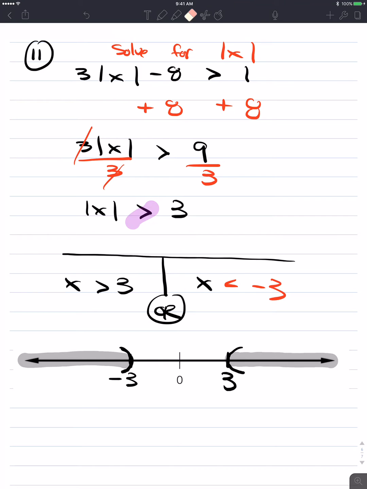Interval notation describes the left shaded region as negative infinity up to negative 3. The right region is 3 to infinity. This is number 11. Number 13. Negative 2, absolute value of x plus 4, plus 1 is less than or equal to negative 5.